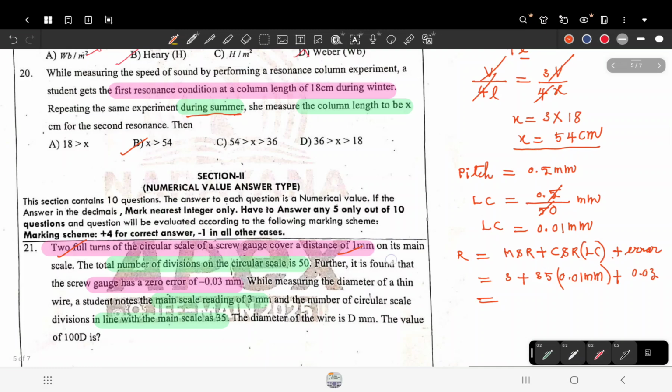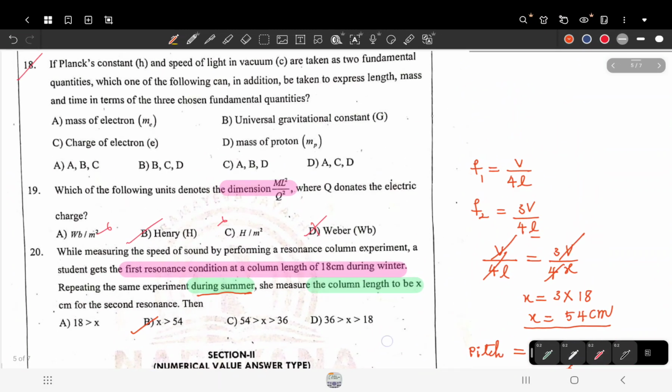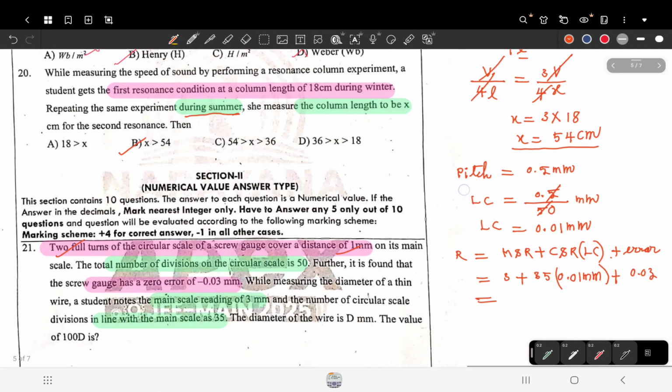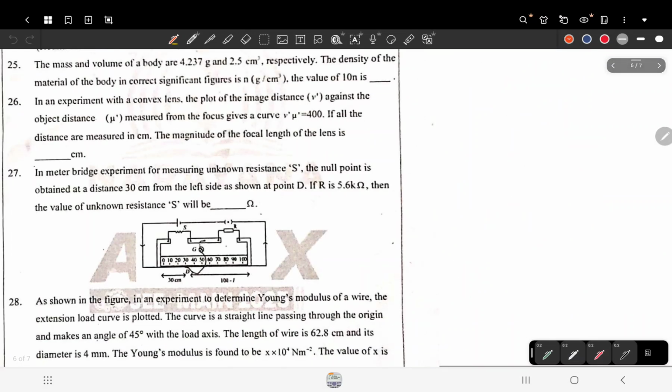So that's all about this 21. I think I just missed one paper to add here. I will add it later and I will send you again in the group, right? Sorry for that. So next one, this one.